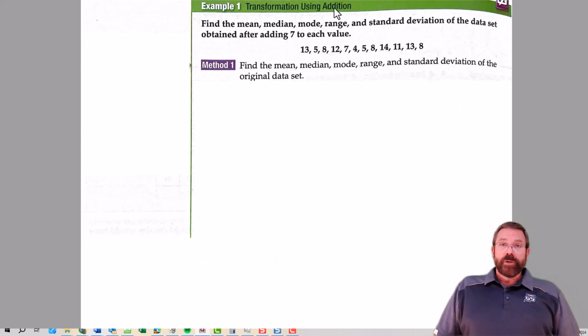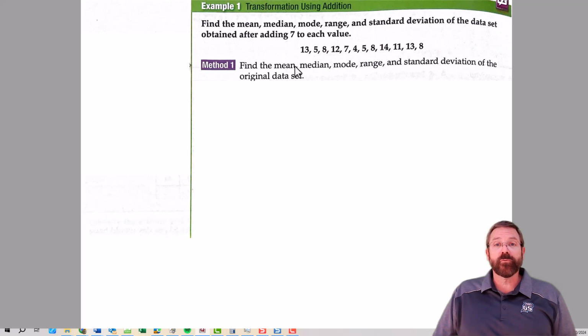So, transformations using addition. We'll find the mean, median, mode, range, and standard deviation of a data set obtained after adding 7 to each value. So first, we're going to show us a couple different roads to get there. The first road is they're going to find the mean, median, mode, range, standard deviation of the original data set.